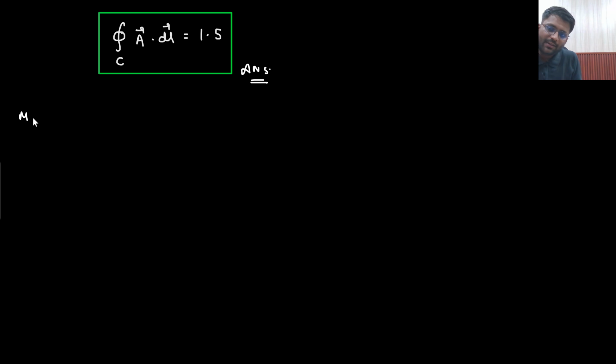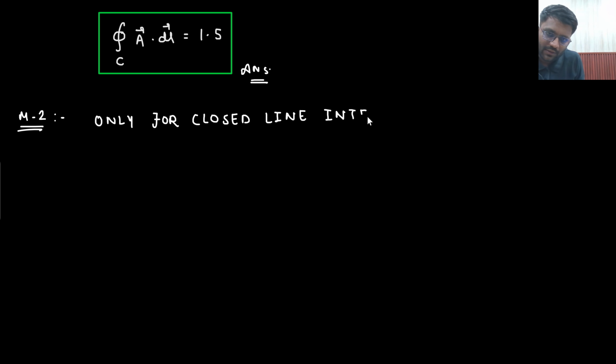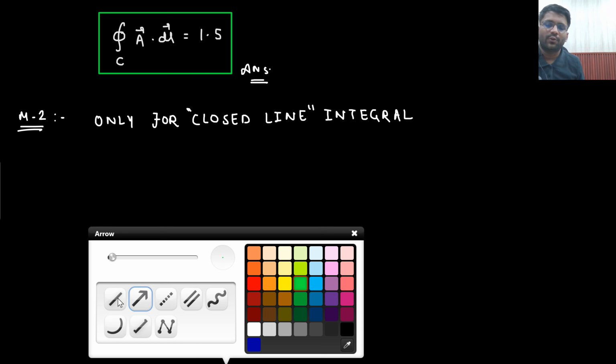Now there is a method 2 as well for this. Method 2. What am I writing down? In capital letters I will write down: only for closed line integral. This method is valid only for closed line integral.